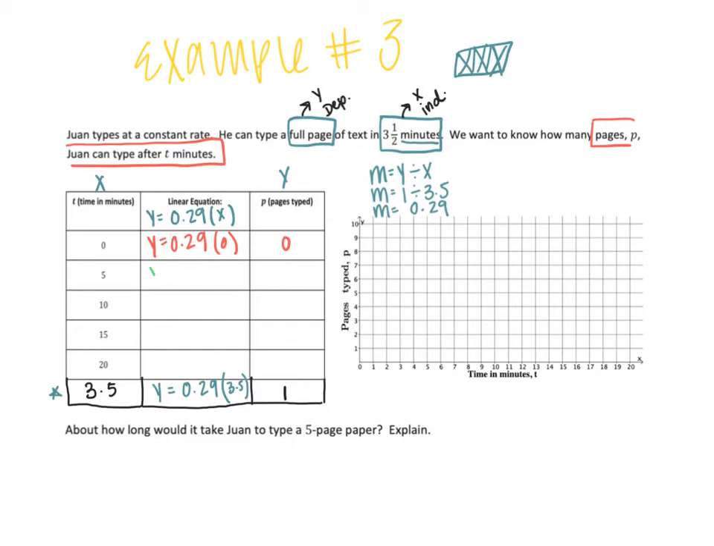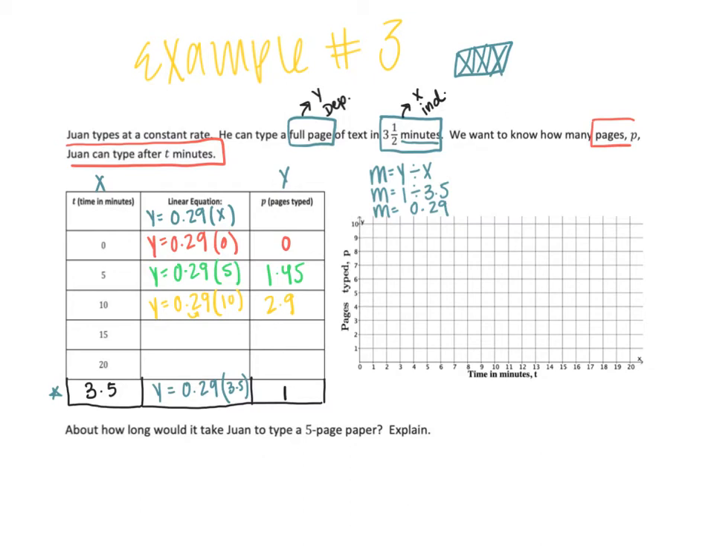Okay, next row, I'm going to do y equals 0.29. This time my x value is a 5. Times 5. I'm going to do this in my calculator. And I get 1.45. So he types almost 1.5 pages, not quite, but a little bit less than that. All right, next one, I'm going to do y equals 0.29 times my x value, which is 10. So anything times 10, we just move the decimal place over once. So this is 2.9 pages. So he types almost 3 pages in 10 minutes.